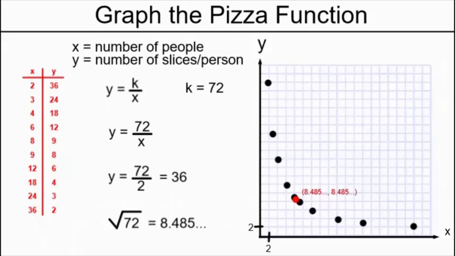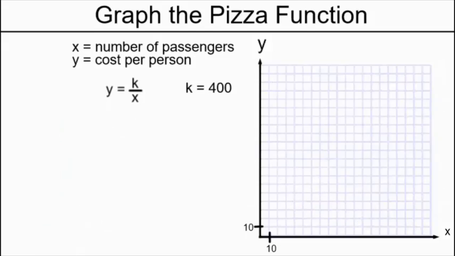Now let's look at the current example. This time we're graphing a function that's not about pizza. I call it the pizza function anyway. This inverse function is about sharing the cost of a bus to go to some sort of event. We know that the bus costs $400, and we're going to split the cost among all of the passengers. So we define x as our number of passengers, y will be our cost per person, and our k is 400.